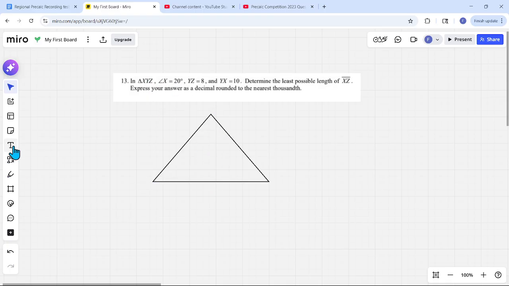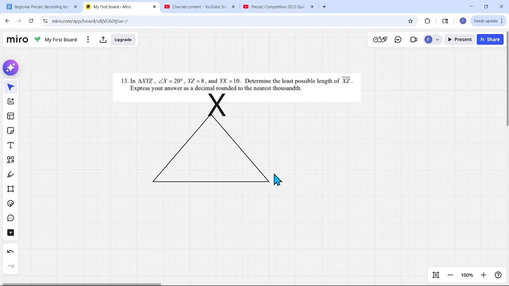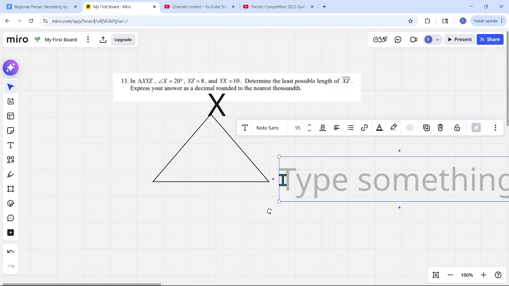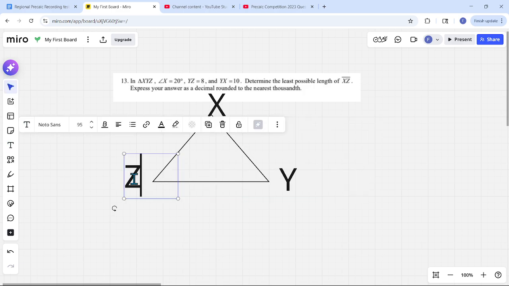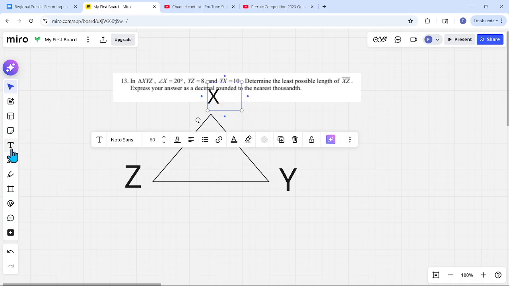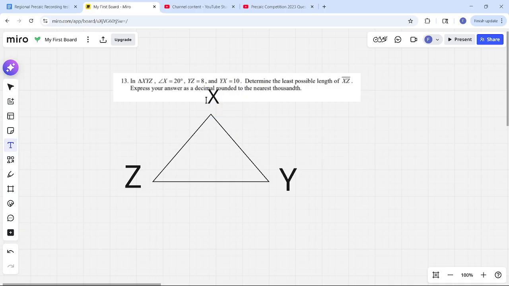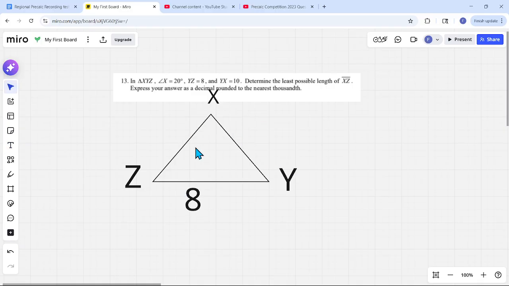So it gives us X, Y, Z. Let us know how to label the points: call it X, call it Y, call it Z. We can just decide. And it tells us some things. These sides aren't equal, it's just how I drew the triangle. But we know that YZ is going to be the length of 8. We know that XY is going to be the length of 10.